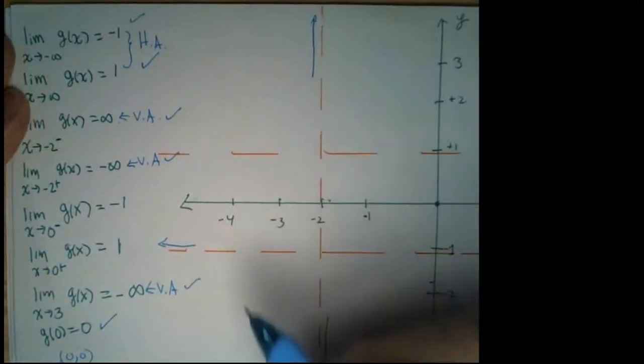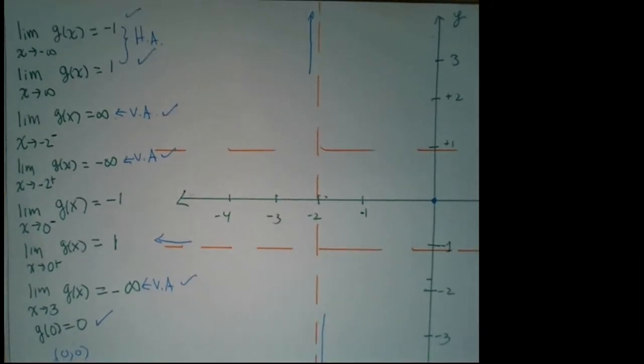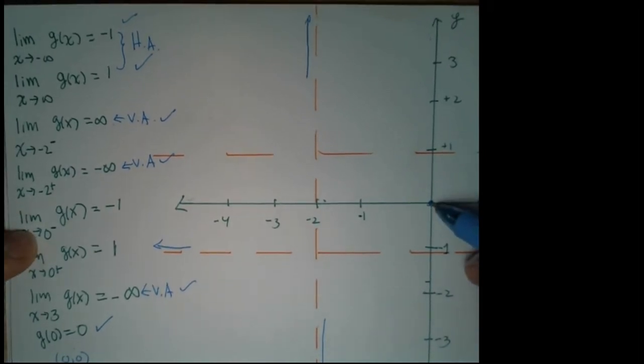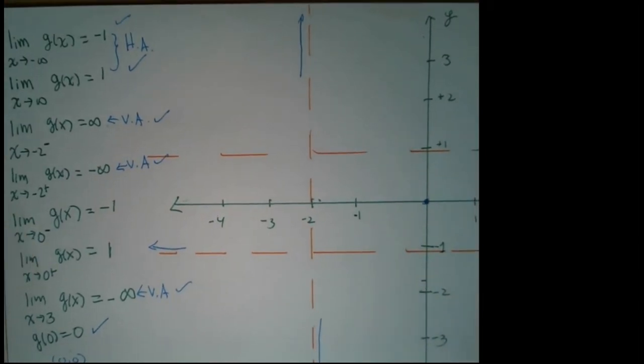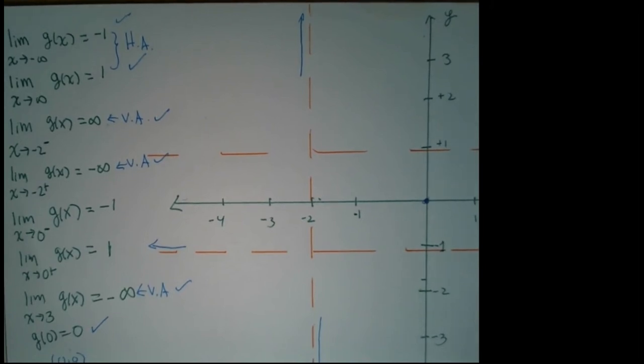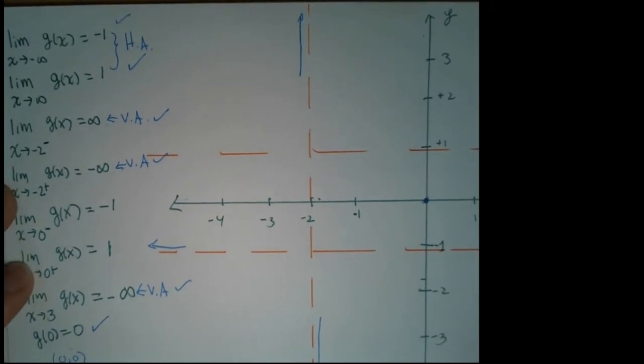Now we've accounted for this condition, this condition, this condition, this condition, and this condition. So the only thing left here is what happens at 0. I know the function value, but function value and limits are two different things. The function value is what happens at 0. The limit is what is happening around 0.